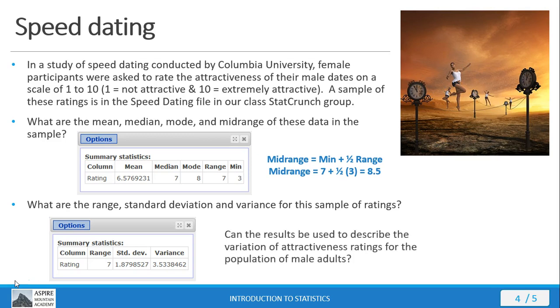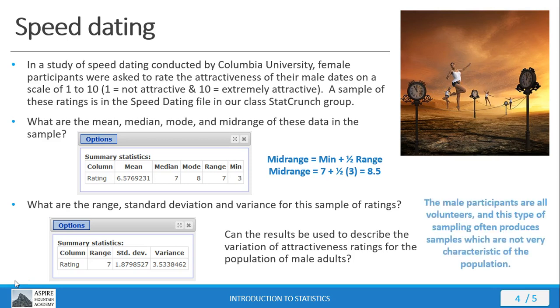Now, can these results be used to describe the attractiveness ratings for the population of male adults? I'll give you a moment to respond. Well, they can't. What sampling method was used to get your sample? Speed daters are all volunteers, so this sample is an example of voluntary response. And as we discussed before, voluntary response produces samples that aren't very characteristic of the larger population.